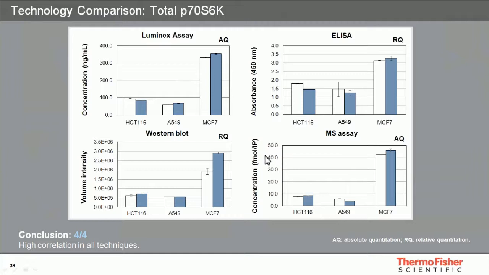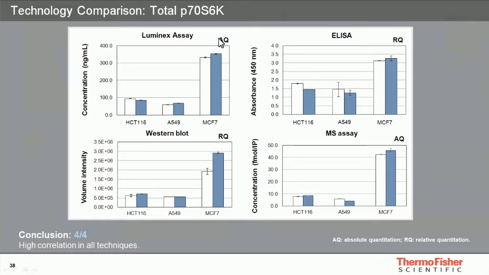For mass spec assays it is concentration in femtomoles per IP. ELISA is giving you an absorbance. Luminex will give you a nanogram per ml concentration. And with the Western blot, you get the volume intensity. And we looked at 3 different cell lines plus or minus IGF. So the light color is minus IGF, and the one with the blue bar is after IGF stimulation.